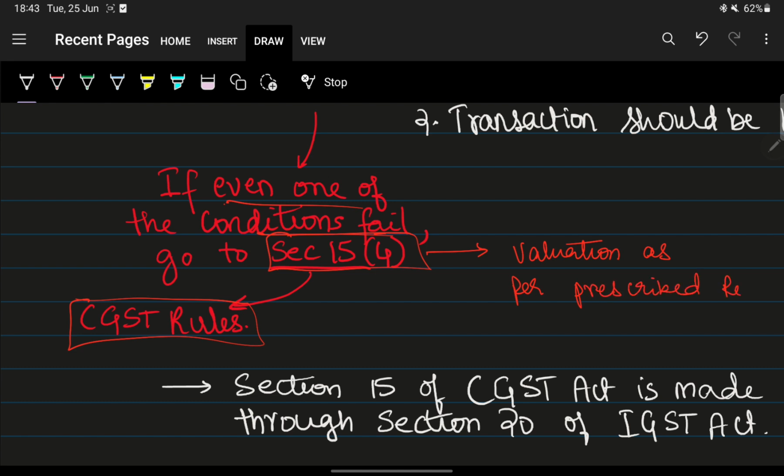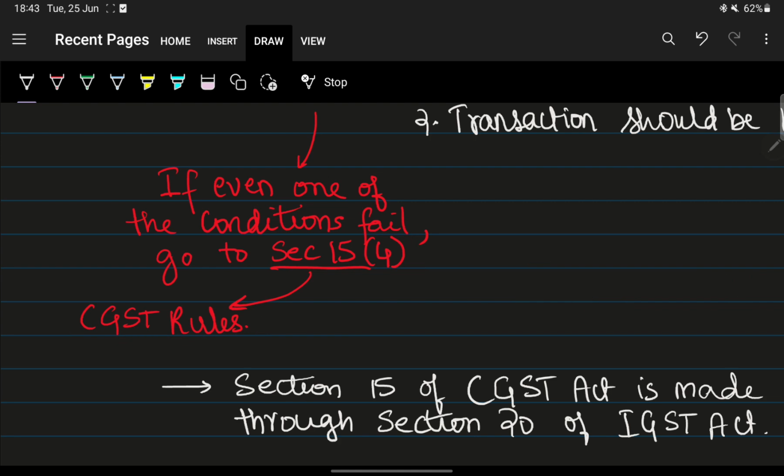Prescribed rules. This is what section 15.4 says. What are those CGST rules? That is outside our syllabus. That is out of the CA Inter syllabus. But anyway, I'll just give an overview. Section 2, there are rules. It starts with, I think, rule 29 and goes all the way up to, depending on what kind of service or what kind of transaction it is.